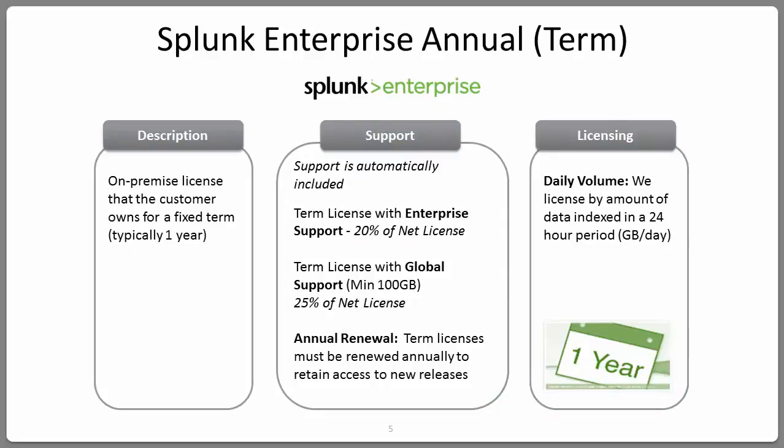This slide covers Splunk Enterprise term licenses. In general, term licenses are less expensive than perpetual licenses because the customer is only buying the right to use the software for a fixed period, usually 1 year. Term license pricing includes support, whereas for perpetual licenses the support is quoted separately.